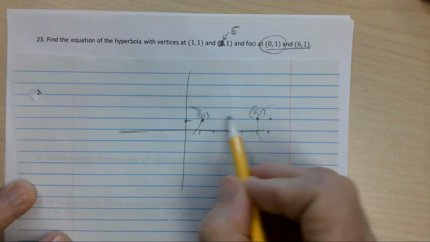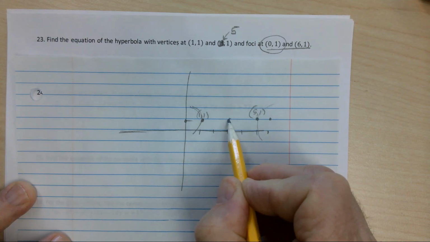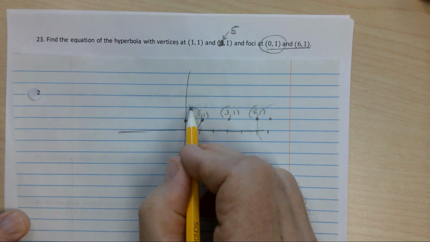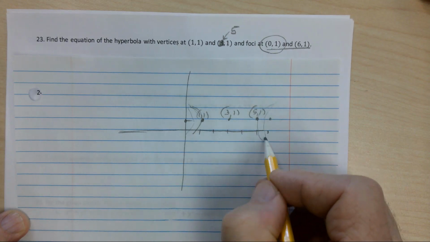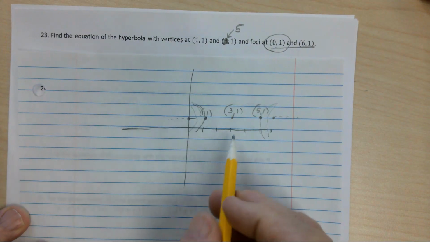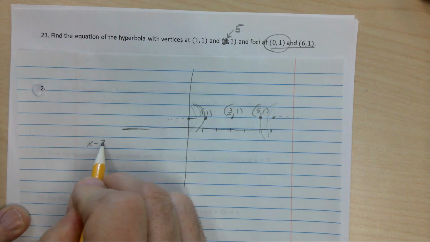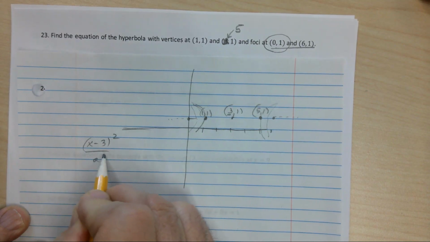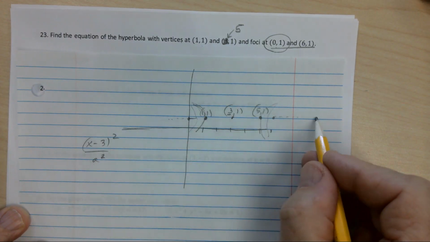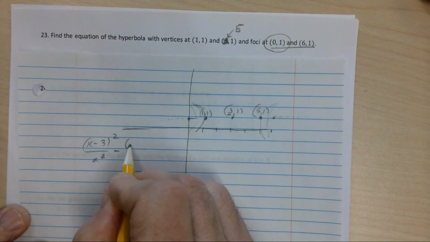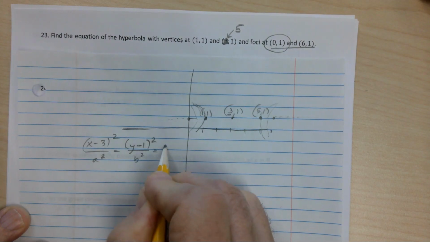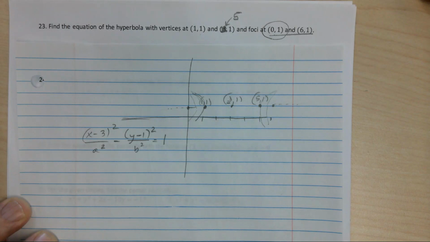We don't know to what degree because we don't have our box, but here comes some clues. First of all, 1, 1 and 5, 1, we know the center of that's going to be 3, 1, which gets us off to the races. We know it goes this way, so I call it the Pac-Man. The Pac-Man are gobbling up points on the x-axis. So generically speaking, we know it's going to be x minus 3 squared over a squared, because it's going along the x direction, minus y minus 1 squared over b squared equals 1. So that's a lot of information already.